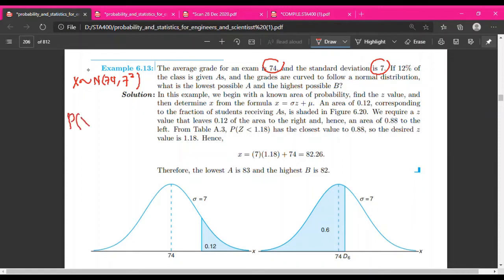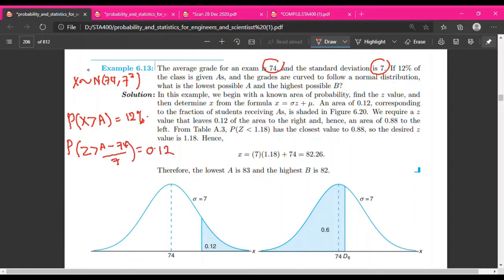So, maksudnya kat sini, X, the lowest possible A means that X more than A, the markah tadi adalah 12% yang dapat A, grade A tadi, which is 0.12 actually. So, as we know, kalau nak gunakan table, sebab ini adalah normal, so kita nak cari nilai probability ni dari standard normal table, so kena tukar kepada Z. So, A tadi ni pun kena tolak dengan its mean, divide dengan its standard deviation. So, the probability, as we know, it is 0.12.